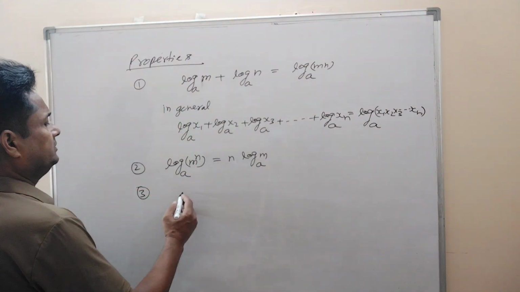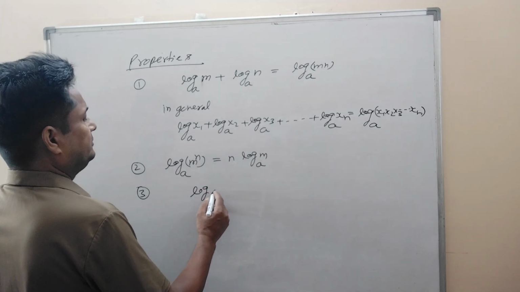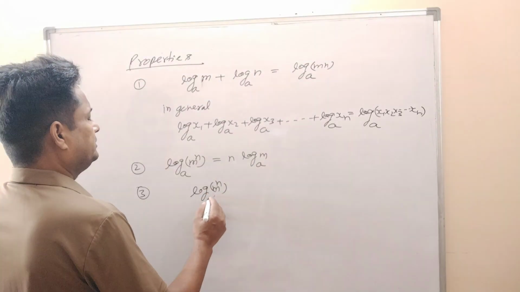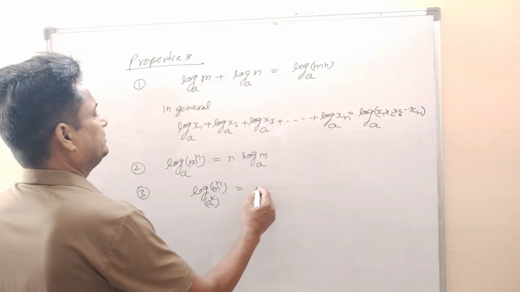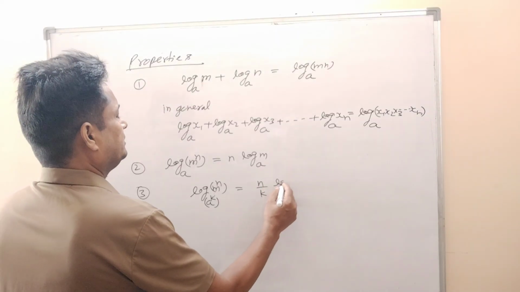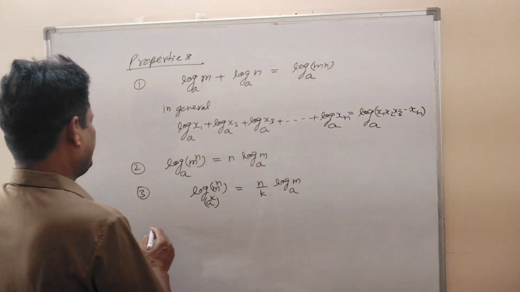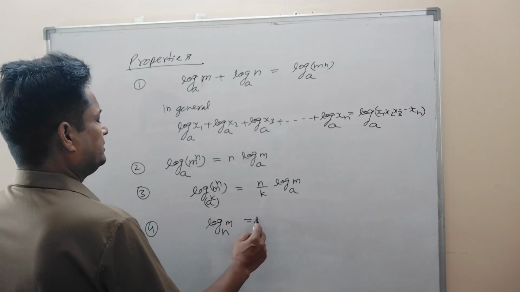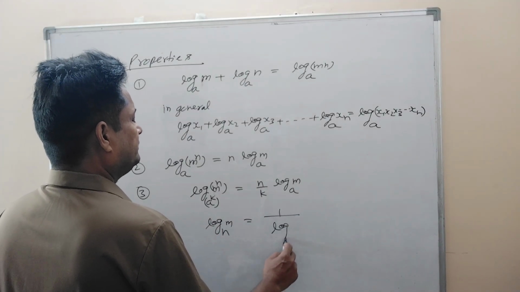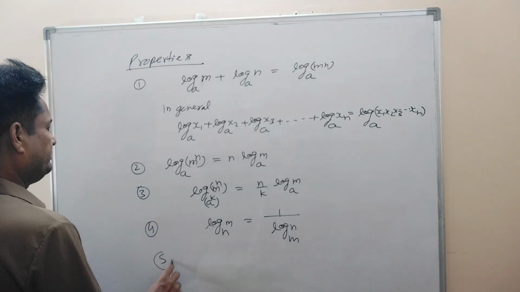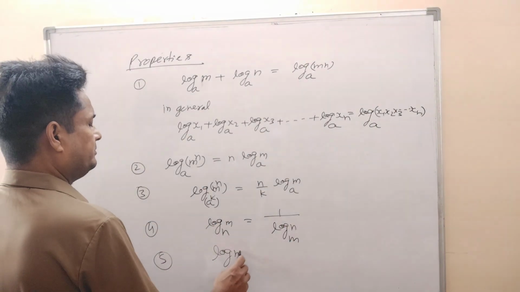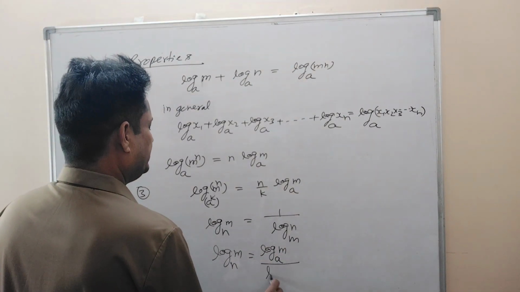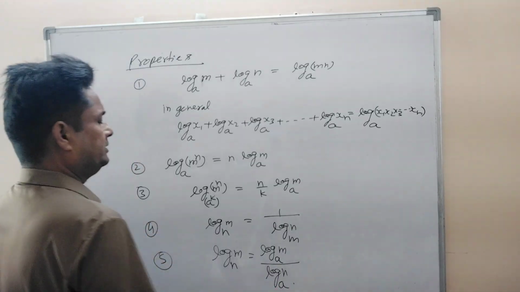Now next property is this one. Log of m to the power n base a to the power k will be like this one, n by k log of m base a. Fourth property is log of m base n can be written as 1 by log of n base m. Fifth property is log of m base n can be written as log of m base a divided by log of n base a.